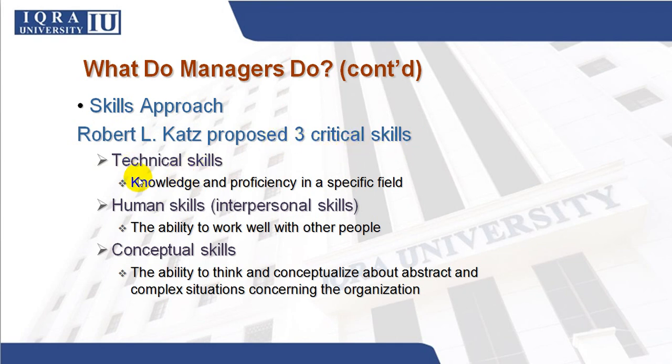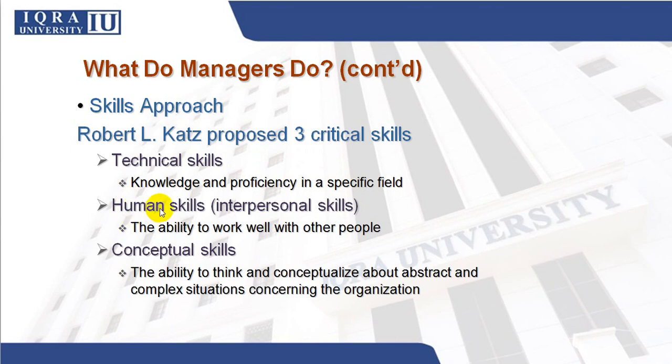Number one is the technical skills. What is technical skills? It's the knowledge and proficiency in a specific field. For example, if you are a computer operator, you should be having the technical skills of operating a computer. You should have the idea how to start a computer, how to perform the basic functions. So you should be smart enough to perform computer activities as a manager.